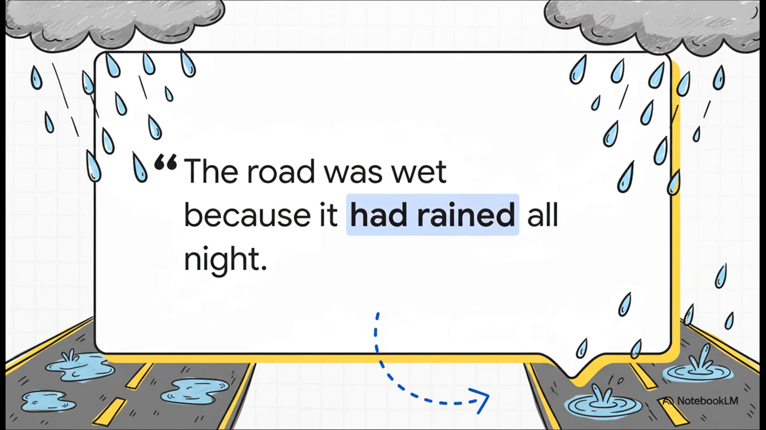This is a perfect example of cause and effect. So, why was the road wet? Simple, because it had rained earlier. The raining happened first, and the wet road was the result we saw later.